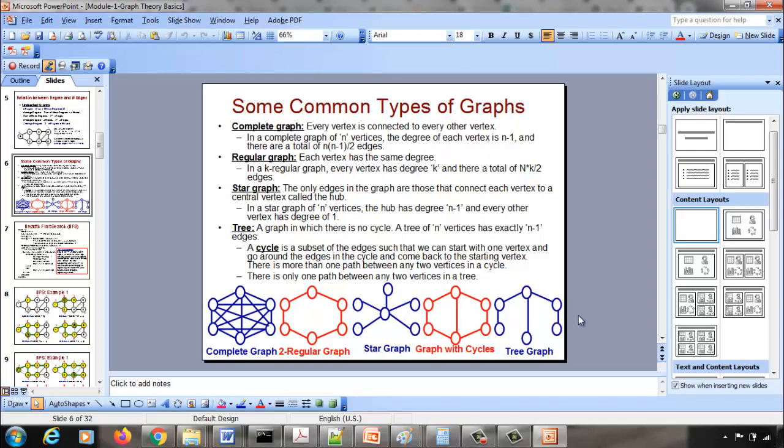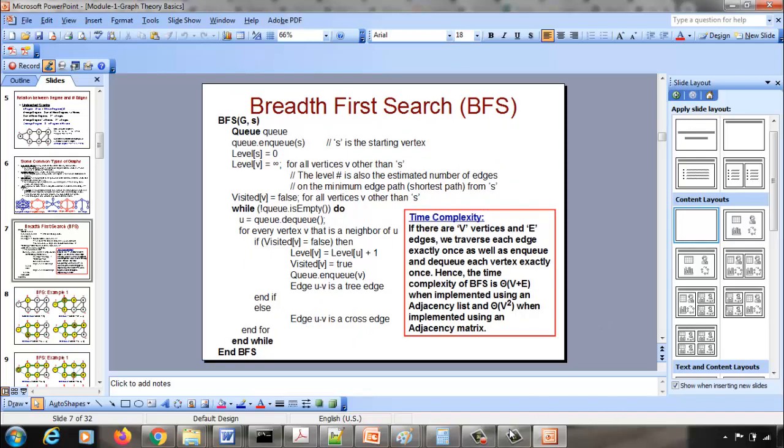Whereas in a tree, there'll be only one path between any two vertices. So if I want to go from this vertex to this vertex, there's only one path between them. So that's the characteristic of a tree. In a tree, there's only one path between any two vertices. If we have a cycle, there will be more than one path between two vertices that are part of the cycle. Okay, so with this, we'll stop this video.